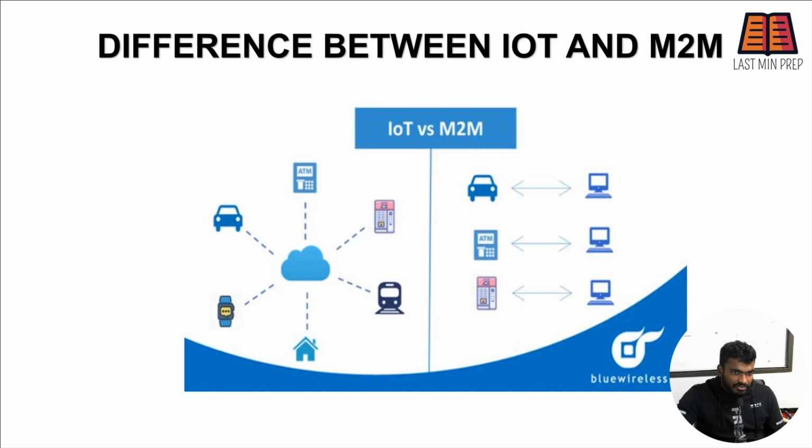This is the main difference between IoT and machine to machine communication. You can see in IoT the cloud acts as a central part, and for machine to machine communication, there is no need for any cloud. The devices can communicate directly with each other. By seeing this picture, you can understand the main difference between IoT and M2M.